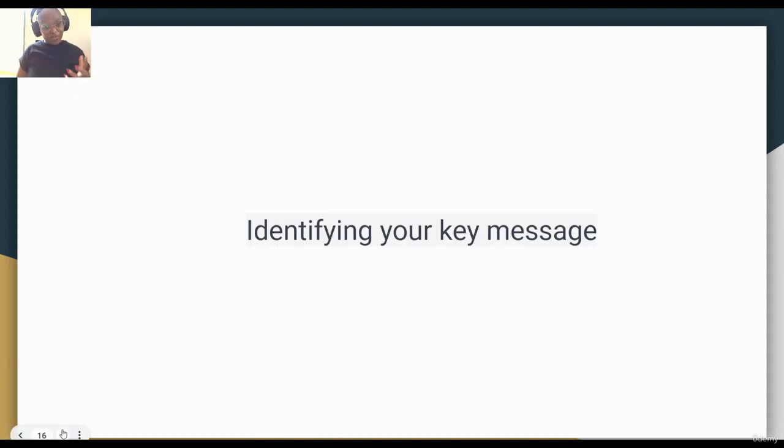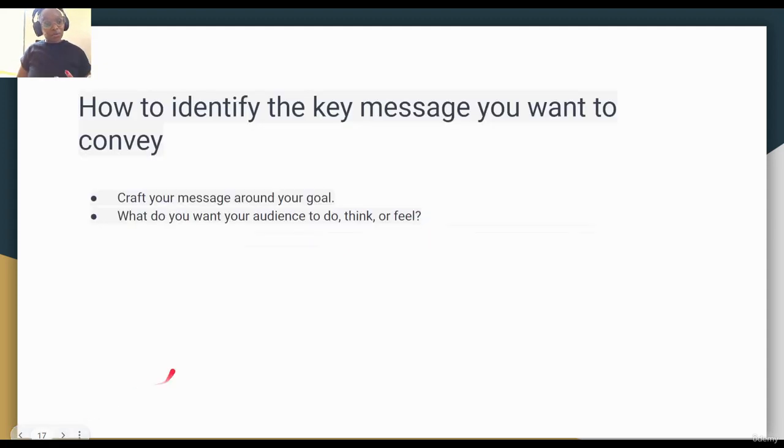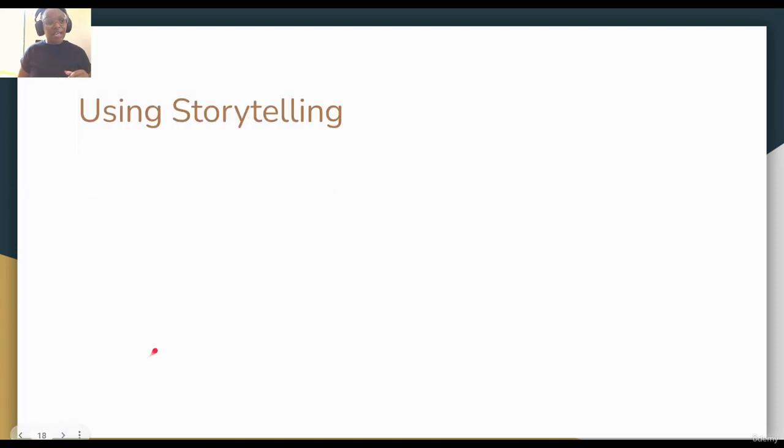And how do you identify the key message that you want to pass across? Craft your message around your goal. So your goal is to help me learn how to invest. So craft your message around that goal. So what do you want your audience to do, think, or feel? I have explained that. And then one of the techniques is by using stories.